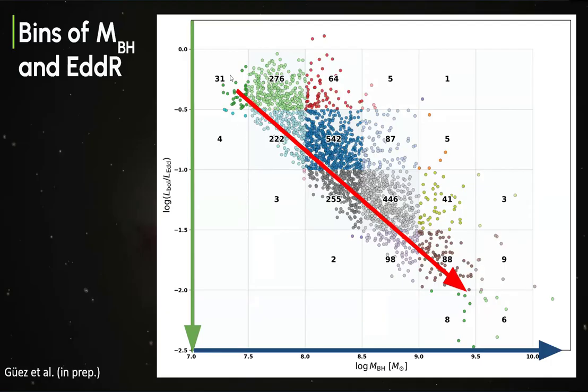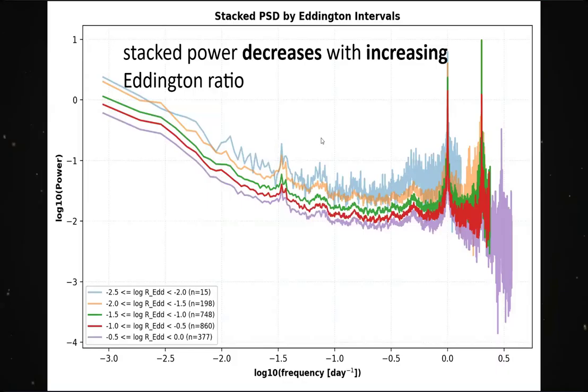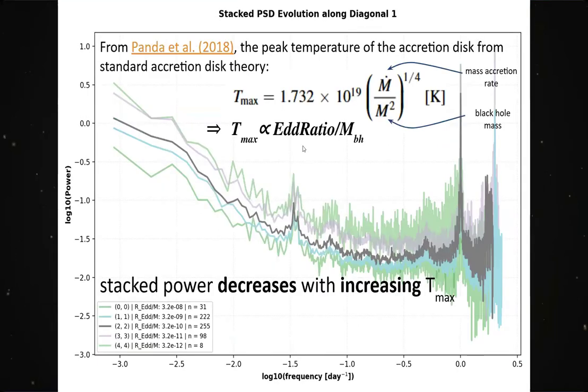So let's talk about this red arrow in here. It crosses these bins diagonally. That means we're going to stack the bins along this diagonal, okay? And we want to do this because, from this work from Panda, which is a theoretical work, the peak temperature of the accretion disk comes from standard accretion disk theory. From here, you can see that the max temperature of the accretion disk is proportional to the mass accretion rate over the black hole mass squared. But we know the Eddington ratio is proportional to the mass accretion rate over mass.